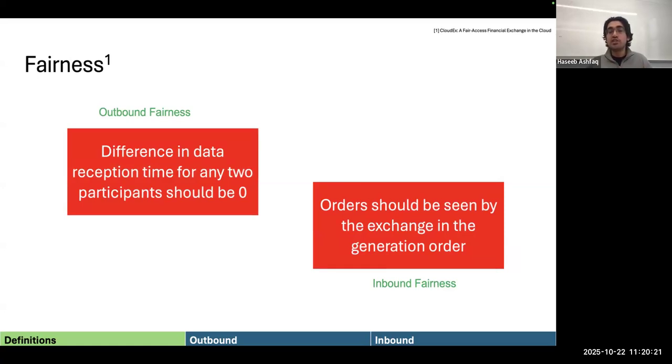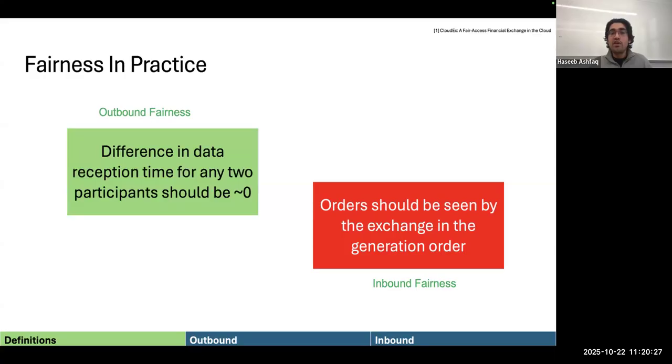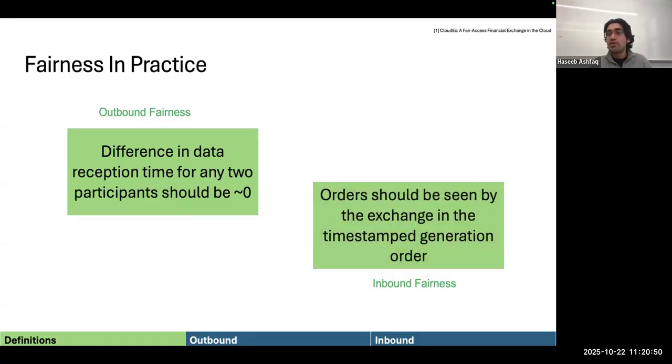We have what we can achieve in practice and what other systems achieve as well. In outbound fairness, we try to reduce the difference between data reception times across participants to be almost equal to zero. In this work, we try to achieve less than 1 microsecond, while on-prem exchanges can achieve less than a couple of tens of nanoseconds.